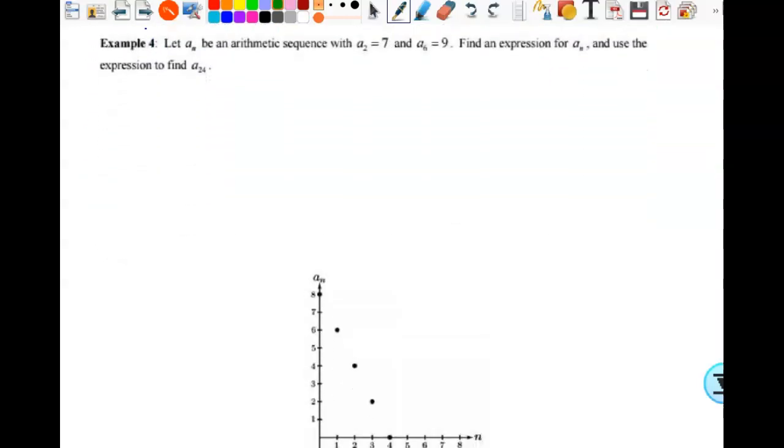So let's look at this one. Let a sub n be an arithmetic sequence with these two terms. Find an expression for a sub n. So we're doing the same kind of thing. We have to find this and use it to find the 24th term. This time we're not given the common difference, which means I have to find it before I do anything else.